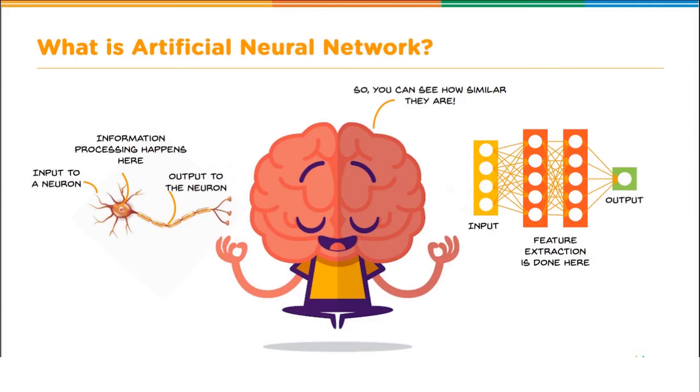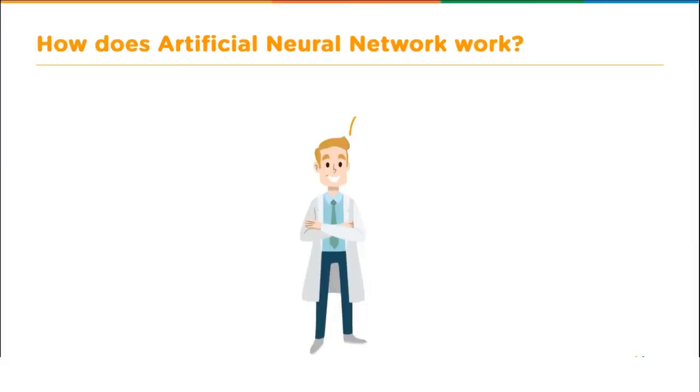A neural network is a system of hardware and/or software patterned after the operation of neurons in the human brain. Neural networks, also called artificial neural networks, are a way of achieving deep learning. How do artificial neural networks work? Let us find out. How does an artificial neural network work?